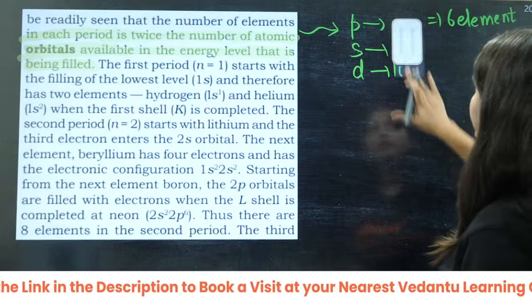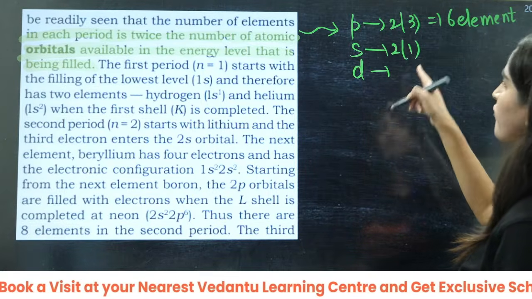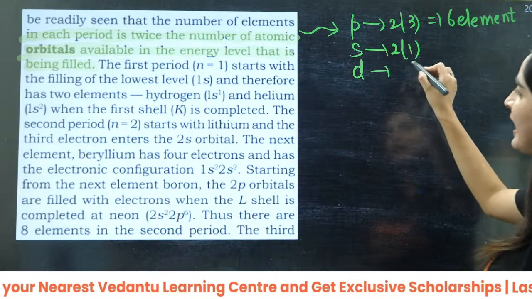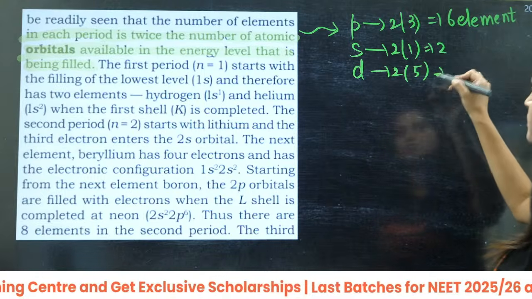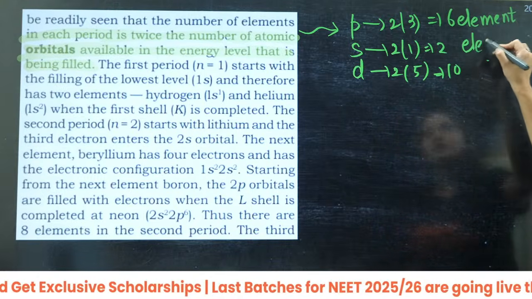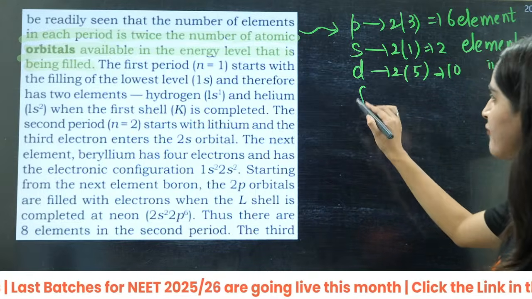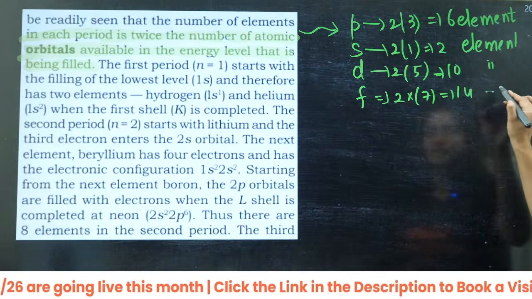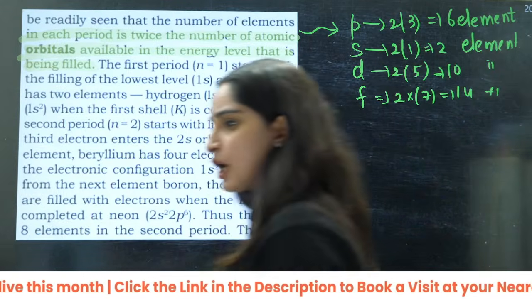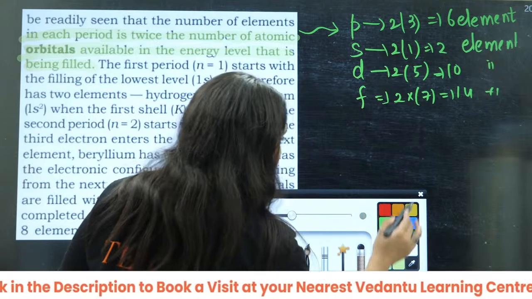Or you can also write it in this way. 2 into 3. This is 2 into 1. 1 is the orbital number. D has 5 orbitals. So this is into 2. So this is basically 2. This is basically 10. So these are this many elements. Also with F. F has 7 orbitals. Right? So 14 elements. Okay? So it has 14 elements.